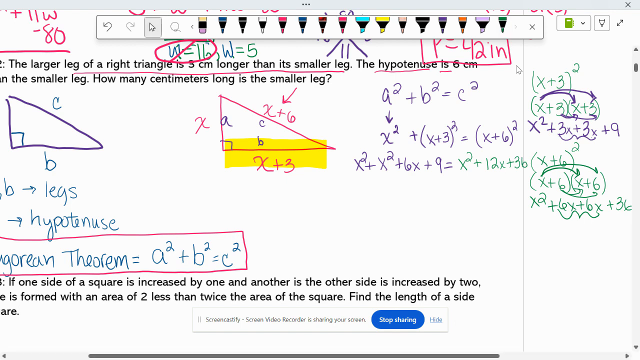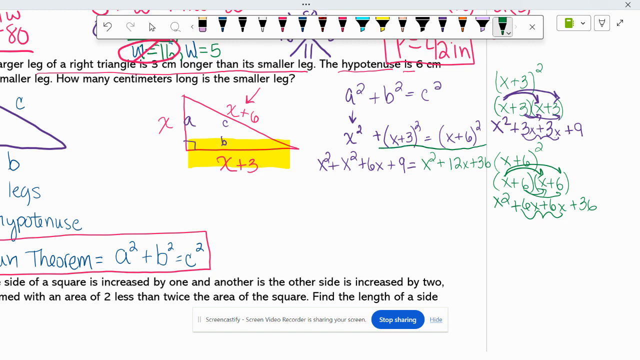Let's just combine all of our like terms first in this equation. What can I combine on the left side? I really have 2X squared plus 6X plus 9 equals X squared plus 12X plus 36. The only way that I can solve that is to set it equal to 0. That means I have to take everything from one side and move it to the other side. But I want my leading coefficient to be positive.